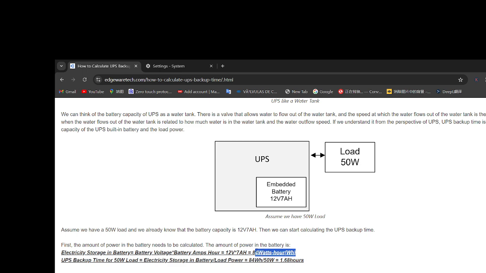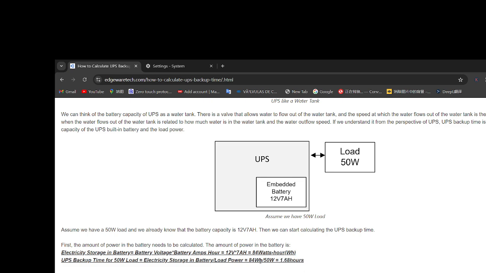Then what do watt-hours mean? For example, if you have an 84 watt device and you connect this battery, it can keep your device running for 1 hour. That's the simple understanding. Now we have a 50 watt load, so we can work it out this way. UPS backup time for a 50 watt load equals the electric storage in the battery, the capacity of the battery, which is 84 watt-hours, divided by the load power. So it's 84 watt-hours divided by 50 watts, and we get 1.68 hours.